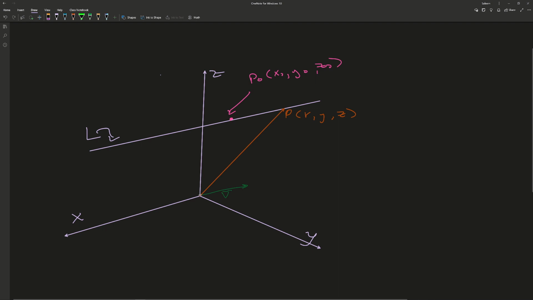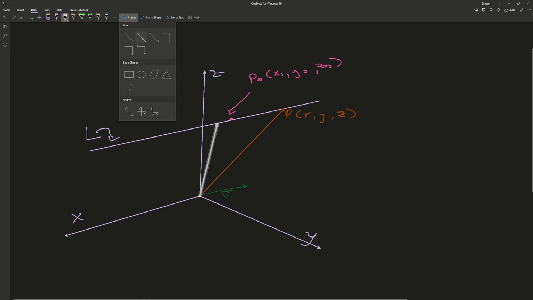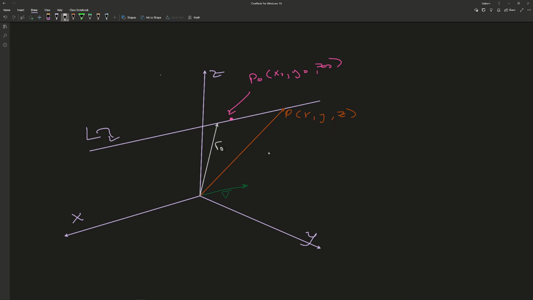R0, let's take R0 to be somewhere maybe here. And R, oh, we already have R. R is this line, this brown line here. So this one here is R0. This one here is R. This is V. This is my line L.